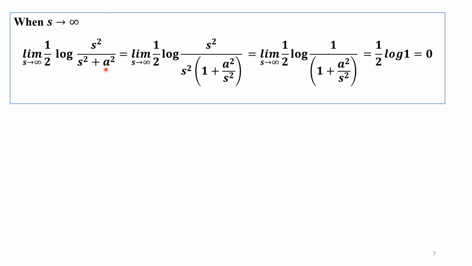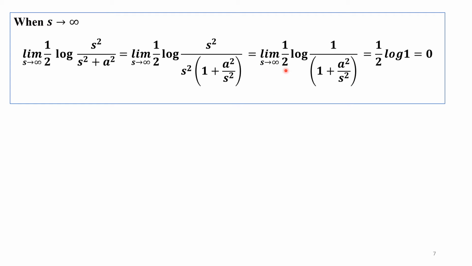So what we will do is, we have to try to cancel this s square term. So take s square from the denominator. Already the numerator is s square. When we take s square outside from the denominator, we can write 1 plus a square by s square. Now this s square and s square will get cancelled. So we will have half log 1 upon 1 plus a square by s square.